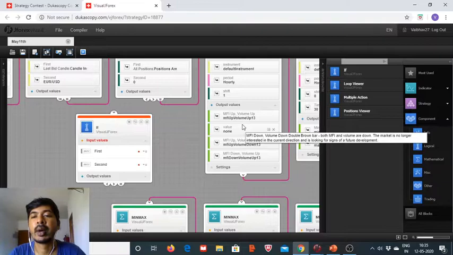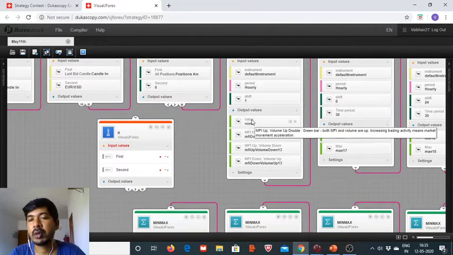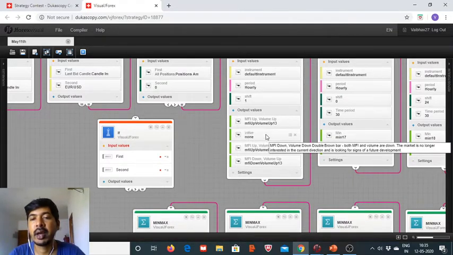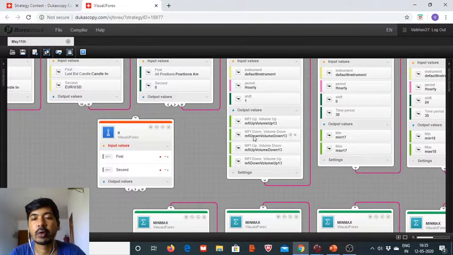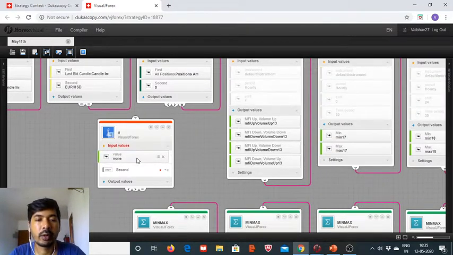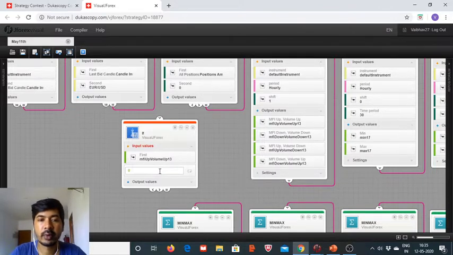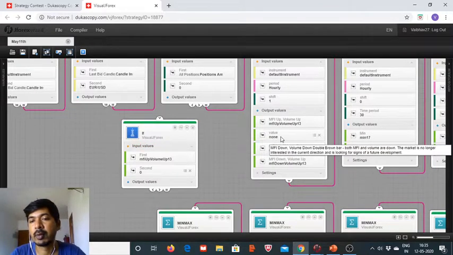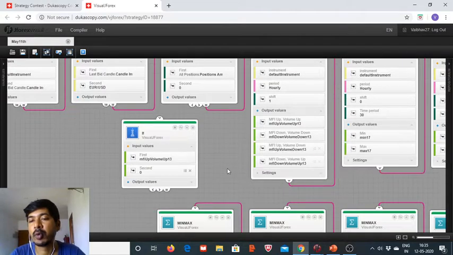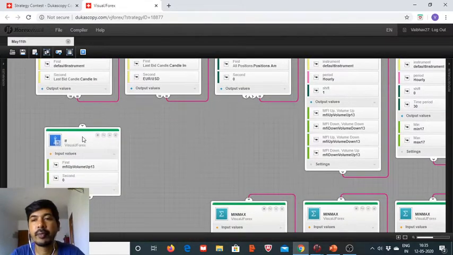with the BWMFI with a different setup, only one of these four values at any point in time would be more than 0 and the rest of the three values would be equal to 0. So we want the trading to happen only when the last hour's value for MFI up, volume up is more than 0, and other three conditions, that is MFI down, volume down, MFI up, volume down, and MFI down, volume up, they would be displaying value of 0.